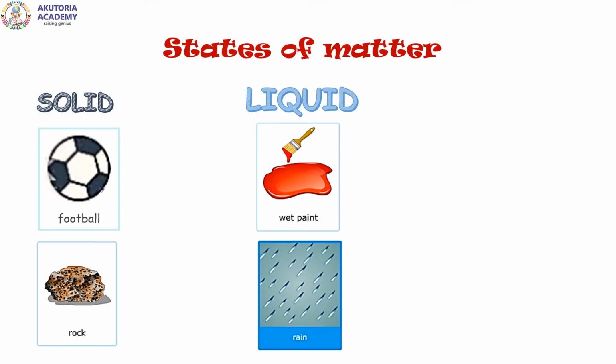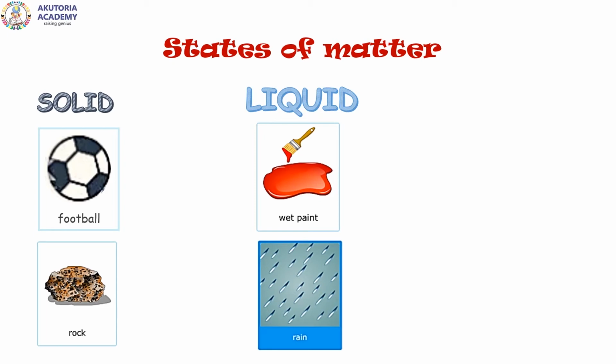Wet paint is important to the builders to paint a white color on the wall, or to paint a red color on the wall. And because of the soft nature of a liquid, it could easily be used for such purposes.